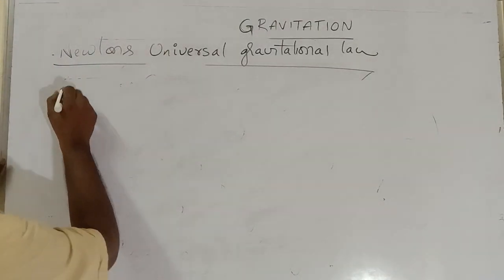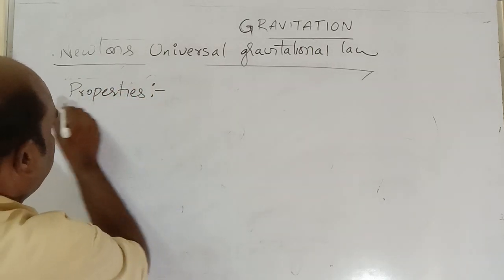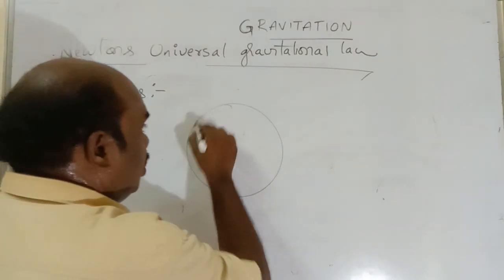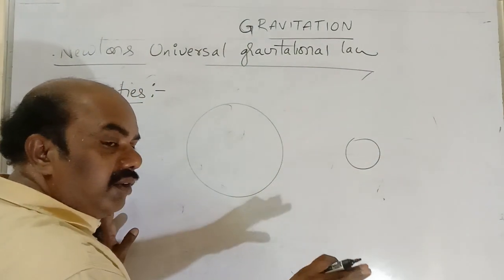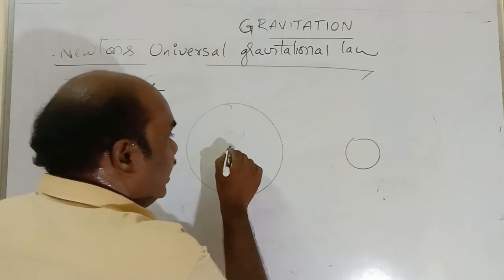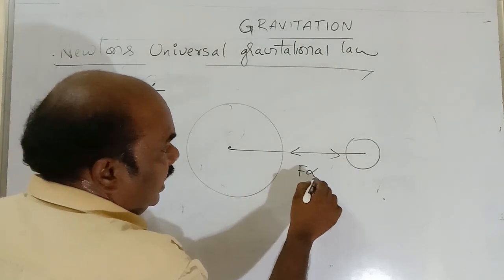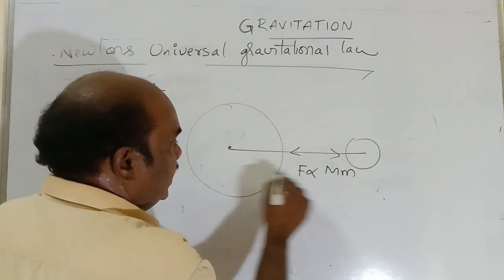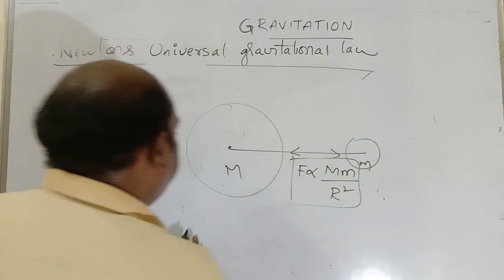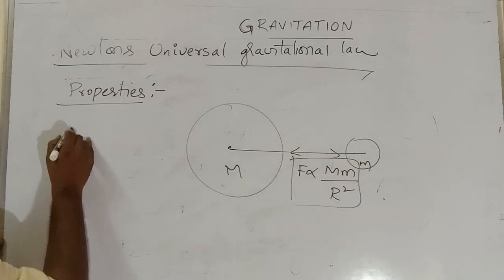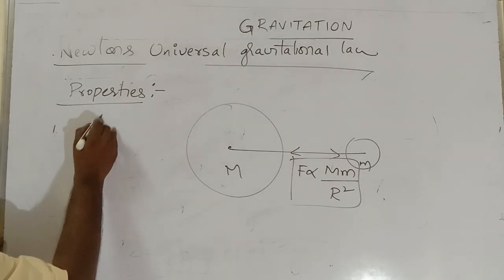See children, properties of gravitational force. This is the first body, this is the second body. These two bodies may be living or non-living, it doesn't matter. But every body is attracting another body with some force. I already told you, this force is directly proportional to the product of masses and inversely proportional to the square of the distance between them. See here children, this is a gravitational force property. First property is it is always attractive.